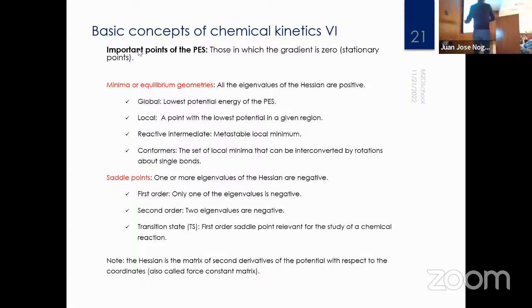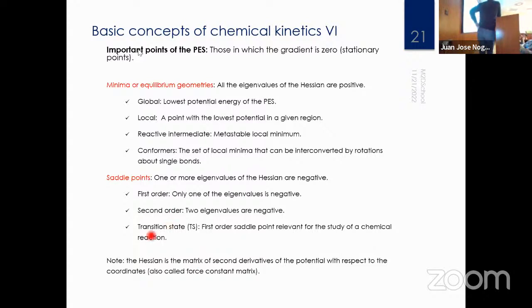So you have different saddle points. First order saddles are those with only one negative eigenvalue, therefore one imaginary vibrational frequency. And they are the interesting ones in statistical theories like transition state theory or RRKM theory, for instance. They are the important ones for those theories, but there could also be second order saddles or third order saddles and so forth. They are interesting from a dynamics point of view, but not from a statistical point of view.